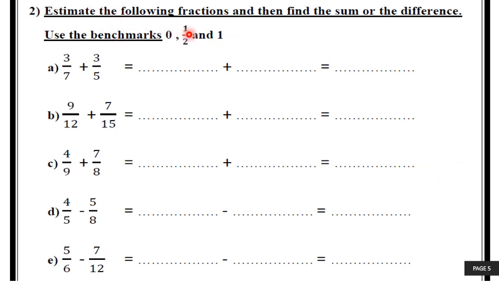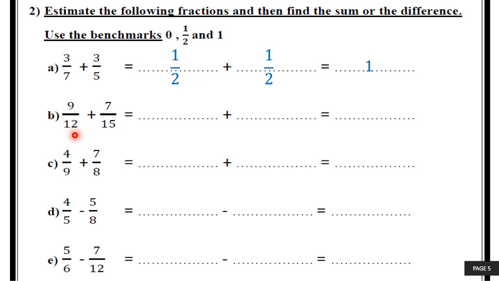Estimate the following fractions and then find the sums or the differences. Use the benchmarks: 0, half, and 1. 3/7 plus 3/5. Here, 3/7 is close to half. What is the half of 7? 3.5. So 3 is close to half. Plus 3/5. What is the half of 5? 2.5. So also 3 is close to half. Half plus half equals 1.